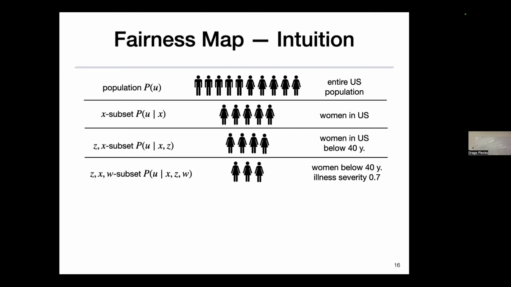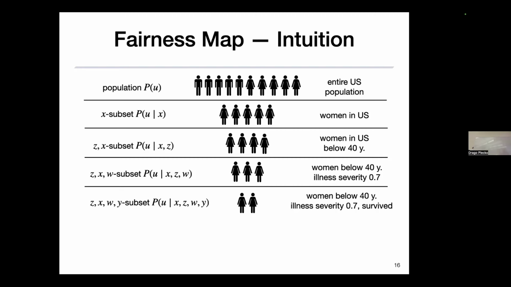And we can quantify the discrimination for women below 40 that have a specific illness severity score of 0.7. And here I'm just thinking of illness severity as between 0 and 1. So maybe I can fix the illness severity and again try to quantify direct, indirect, and spurious effects, right? And finally, I can even condition on the outcome itself, right? So I can think about, for example, quantifying direct and indirect effects for women below 30 with an illness severity 0.7 who survived their ICU stay, for example. There's also a possibility. Did these people experience discrimination, right?